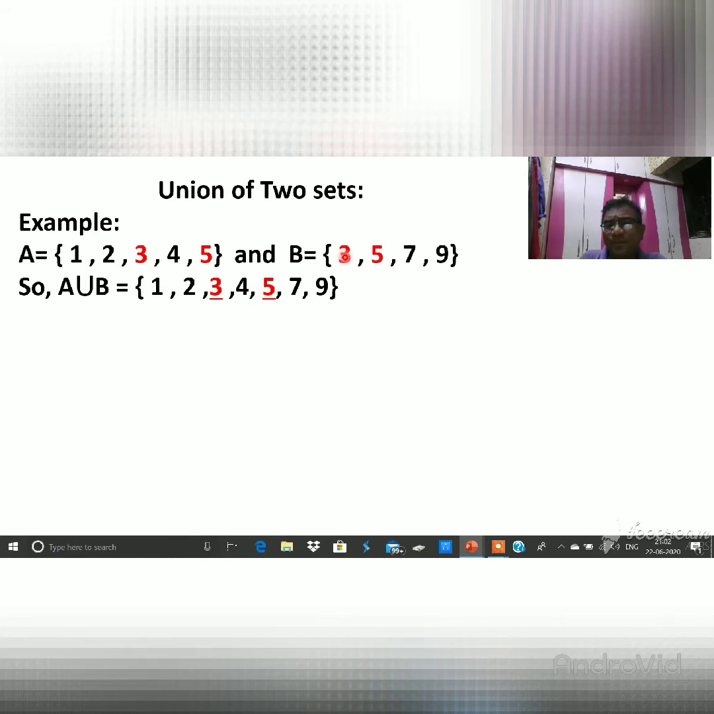When we go towards the B set, observe the red color danger. Why have they shaded the red color danger? Because this 3 and 5 is already there in it. So don't write that number. They are showing it by the red color. Don't make the mistake. Don't write that 3 and 5 there, because that number is coming again. So which number is not coming again? 7 and 9. So 7 and 9 is written here.